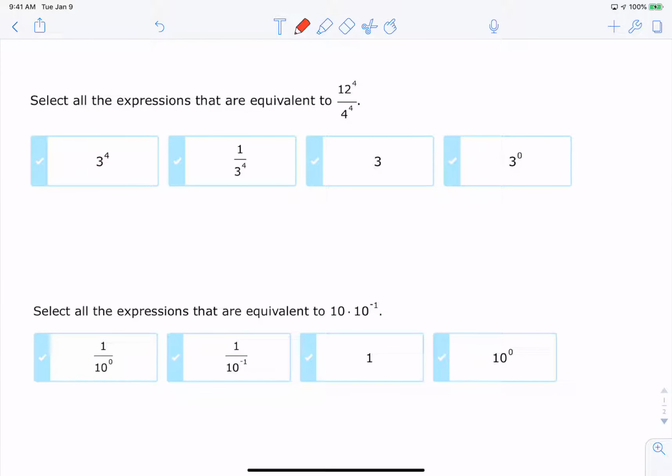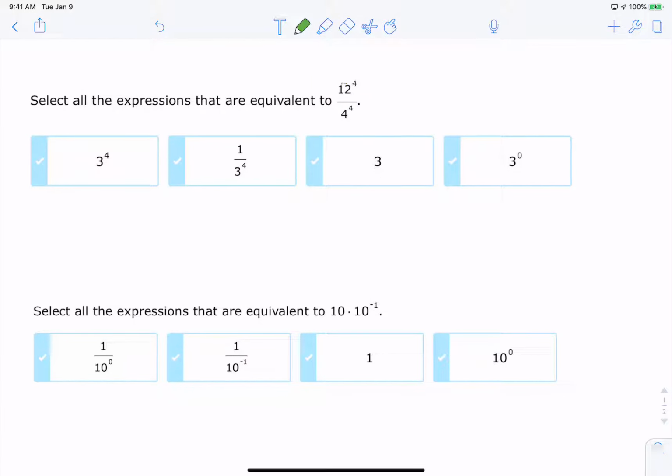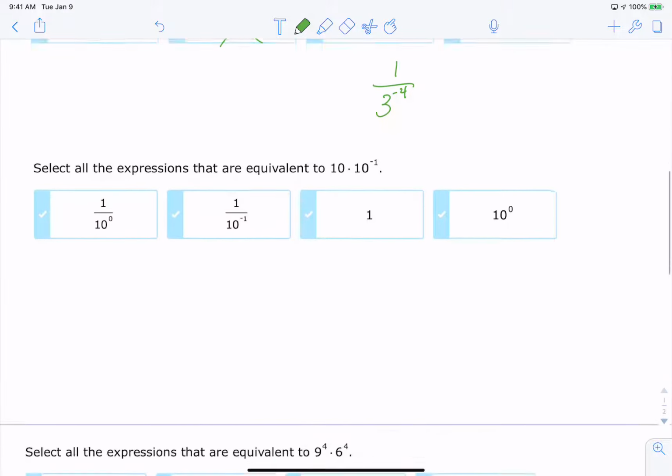Next one, select all the expressions that are equivalent to 12 to the fourth divided by 4 to the fourth. So notice that your exponents are the same, but your bases are different. So do what the bases say. So 12 divided by 4 is 3. Keep the power of 4. All right, so that's one way we can write it. So this one would be correct. If we wrote that as a negative exponent, it would be 1 over 3 to the negative 4. So if we look at all the other options, nothing else would work. Okay, so just one solution.